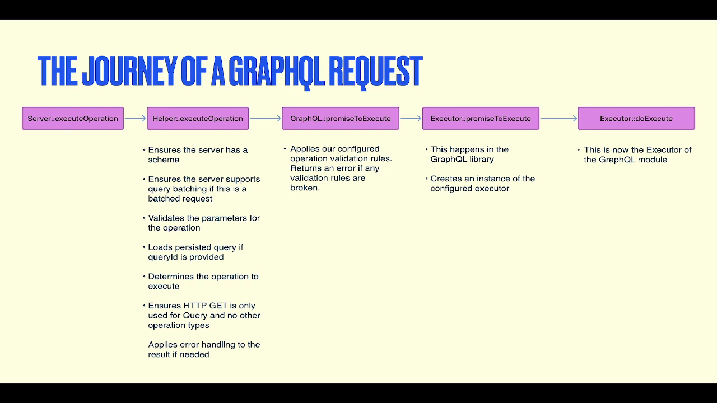That executor is actually created by that execution implementation factory that we created. So this comes back to the GraphQL module. We try to let the GraphQL library do as much as possible, but in some places we come back to the module. And this will actually create an instance of the configured executor, which by default is the one provided by the GraphQL library, because why do everything yourself?